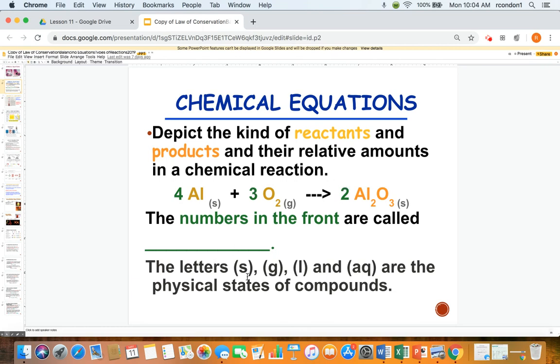The letters S, G, L, and AQ, those are the physical states of the compound. So S means that's a solid, G means it's a gas, L, if it's there, would mean it's a liquid, and then AQ, let's say you see sodium chloride, NaCl, AQ, that means it's dissolved into solution. So anything that dissolves into solution is going to be AQ. That stands for aqueous.